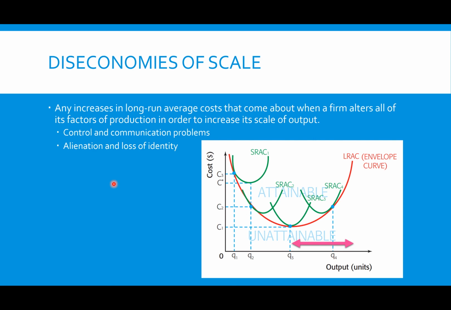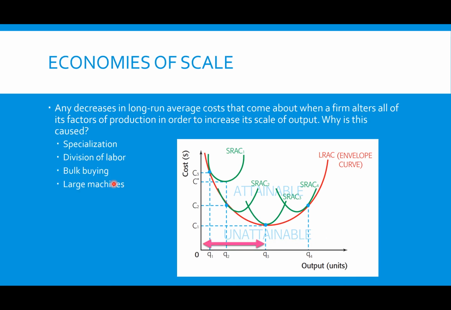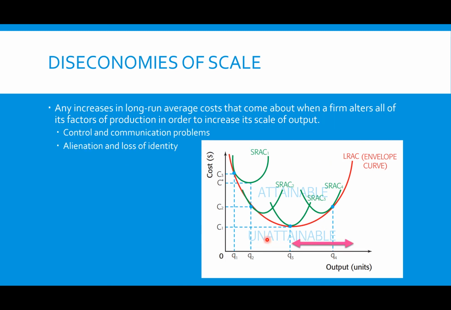Again, if you look at this LRAC curve, until Q3, LRAC is decreasing because of economies of scale. However, from Q3, if they hire too many factors of production, their average cost will increase. That is what's happening. That is why it is called the envelope curve. That is why it first decreases and then increases.